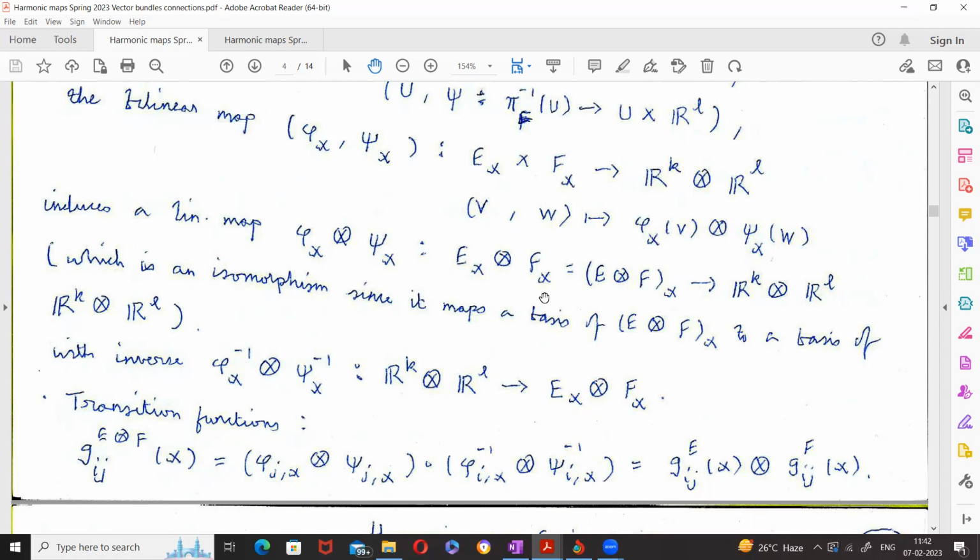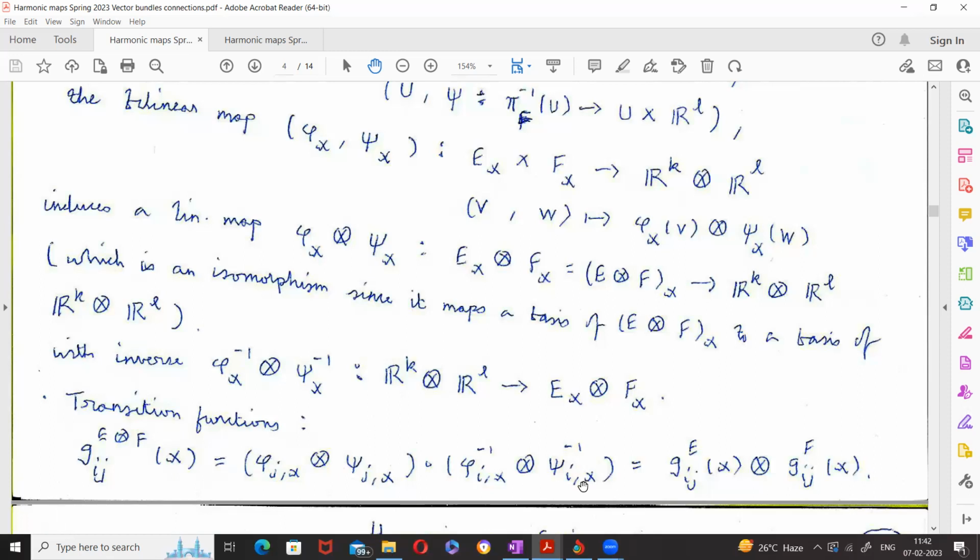And for the change of charts, it is easy to see that the transition function for E tensor F is given by phi_jx tensor psi_jx composed with phi_ix inverse tensor psi_ix inverse. Here phi_j and phi_i are two local trivializations of E, and psi_j and psi_i are two local trivializations of F. And the transition function for E tensor F is given by this composition.